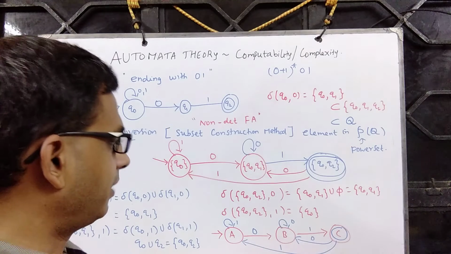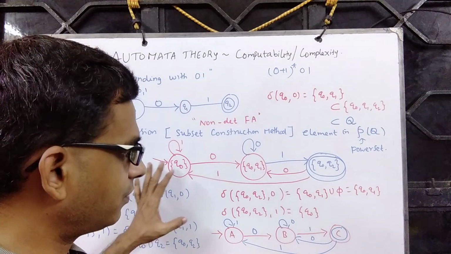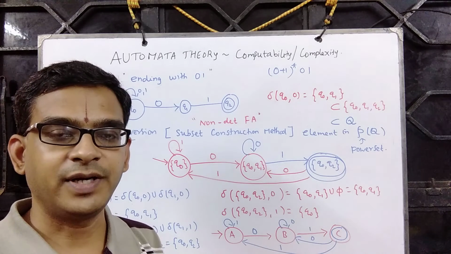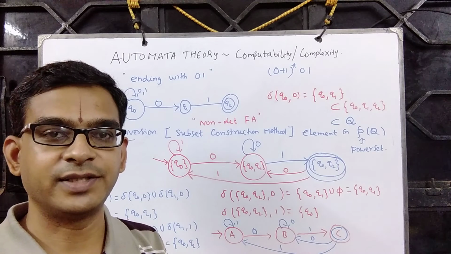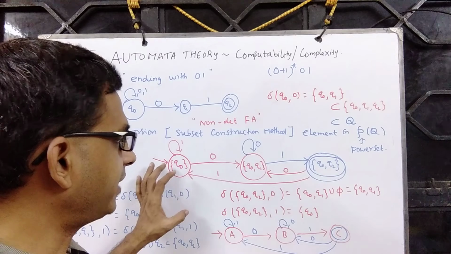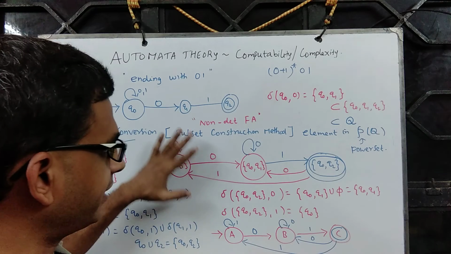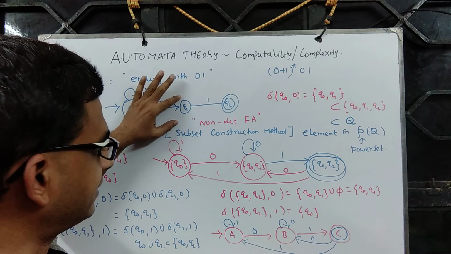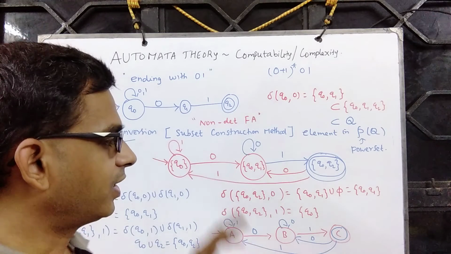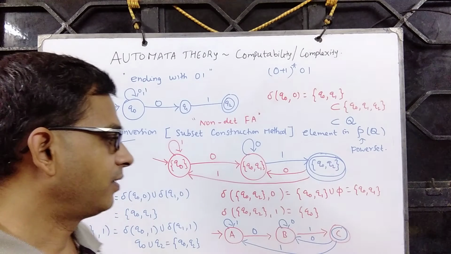But we are interested in the determinism, so we are not concerned about the number of states in the DFA. As long as it is deterministic in nature, we are fine with that. But one has to remember that this conversion is kind of exponential in nature, meaning if this has n states, you may end up getting a deterministic finite automaton having a maximum of 2 power n minus 1 states. Fine.